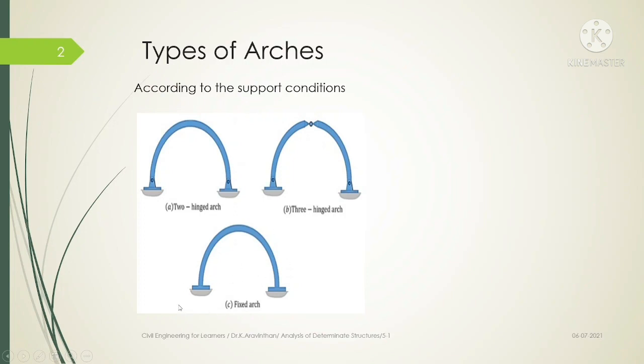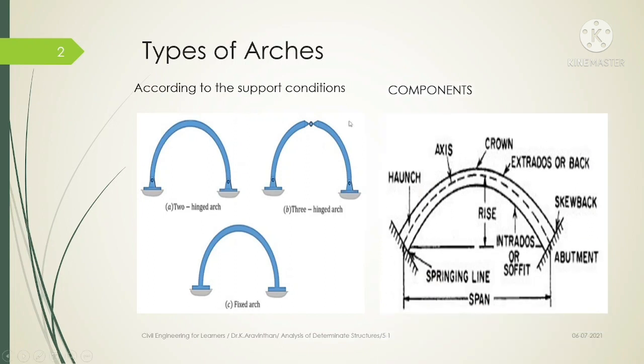You will have 3 support reactions at one support. If you multiply by 2, you will have 6 support reactions. So 6 minus 3 will be 3. So the two hinged and fixed arches are statically indeterminate arches, and the three hinged arch is a statically determinate arch. That is why this three hinged arch is included in your syllabus. While looking into the types of arch, let us understand the components.